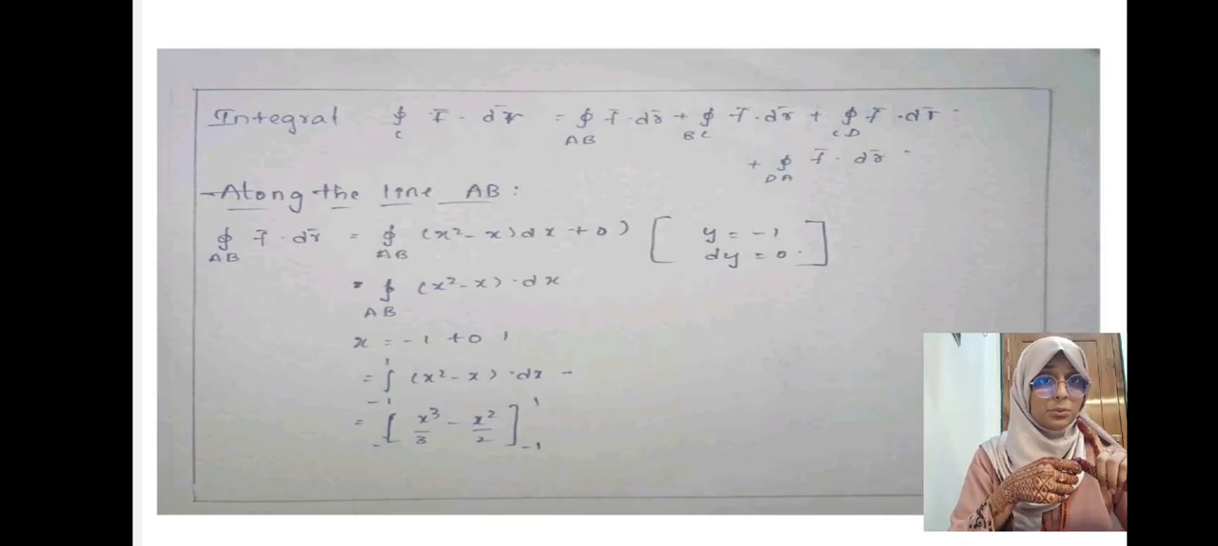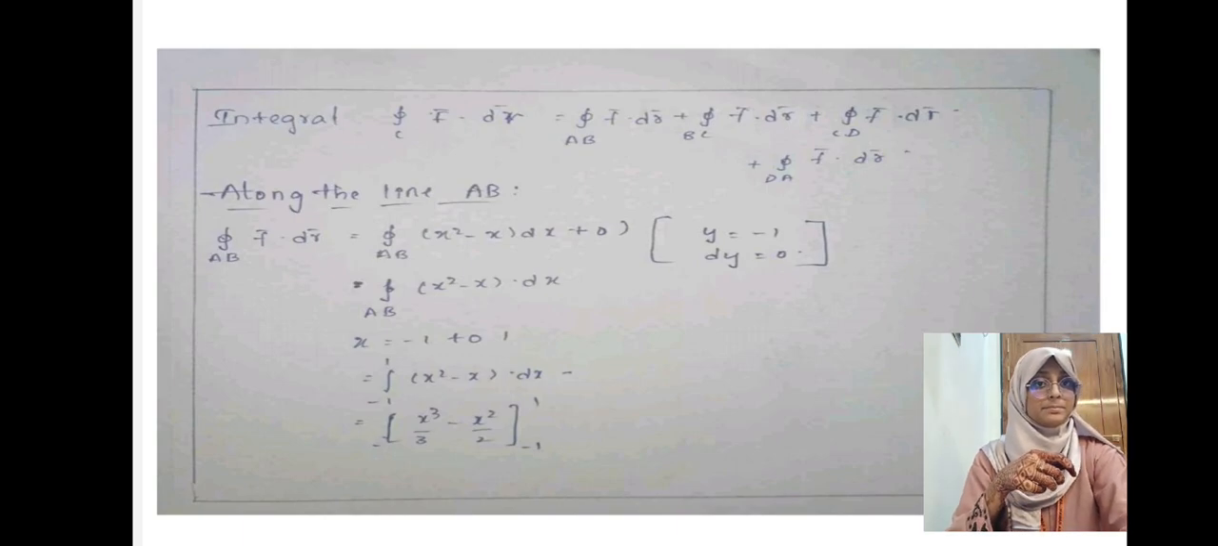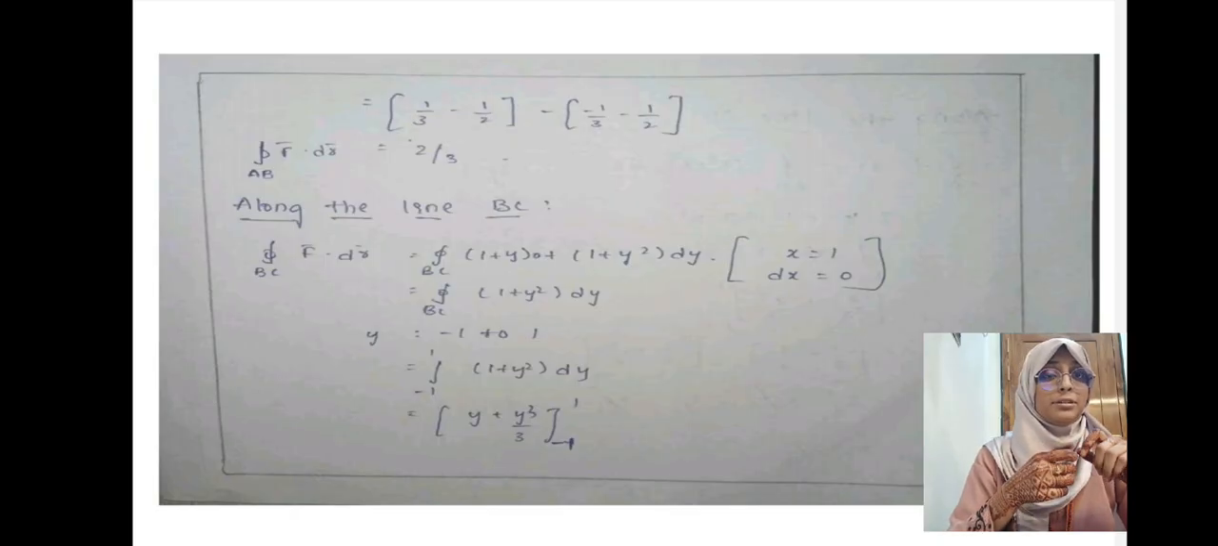Integral from minus 1 to 1 of (x square minus x) into dx equals x cube by 3 minus x square by 2, from minus 1 to 1. As integral of x power n is x power n plus 1 by n plus 1, x square gives x cube by 3. So we have to add the integrals. 1 by 3 minus 1 by 2 minus 1 by 3 minus 1 by 2. Integral AB of f bar into dr bar equals 2 by 3.